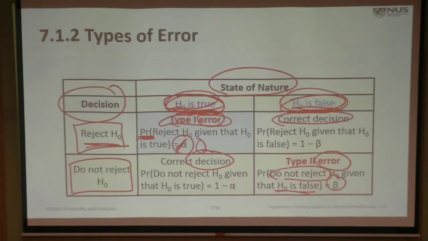The idea is that I just want to take a 5% risk that I reject the null hypothesis wrongly. If I don't want to take any chance, then I just do not reject the null hypothesis all the time. Then I won't make a type 1 error, and the chance of making a type 1 error will be 0. But that's not what we want, because in that case, you will increase your chance of committing a type 2 error.